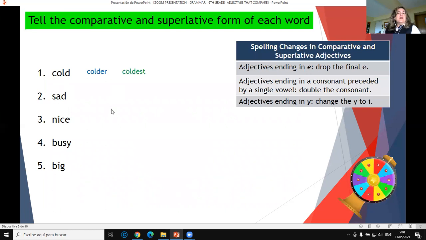For sad, you have sadder. Remember, we have here a consonant preceded by a single vowel, okay? And saddest. Nice, okay? Here we have nicer, we drop the final E and we add ER, and nicest. For busy, we have a Y, we change the Y to I and add ER and EST and get busier and busiest. And for big, we double the consonant, we get bigger and biggest.